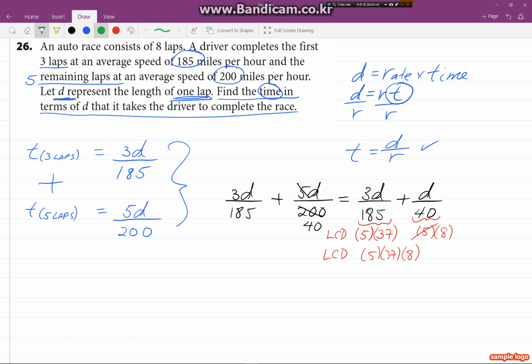The first fraction needs 8, so I'm going to multiply this by 8. The second fraction needs 37 because it's got 5 and 8 already, right? 5, 8, 5, 8. So it needs 37.